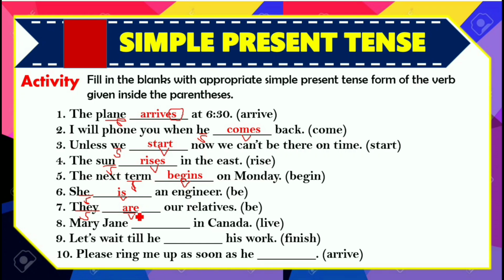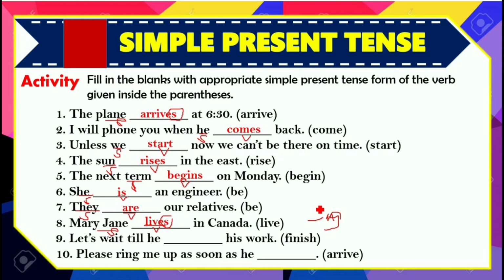Number 8, Mary Jane blank in Canada. So what's the answer? Mary Jane lives in Canada. Mary Jane is singular, while our verb is also singular with S. So again, do not use ing form if you're referring to situations that are permanent. So here, Mary Jane lives permanently in Canada. So you need to use the present tense and not living in Canada.